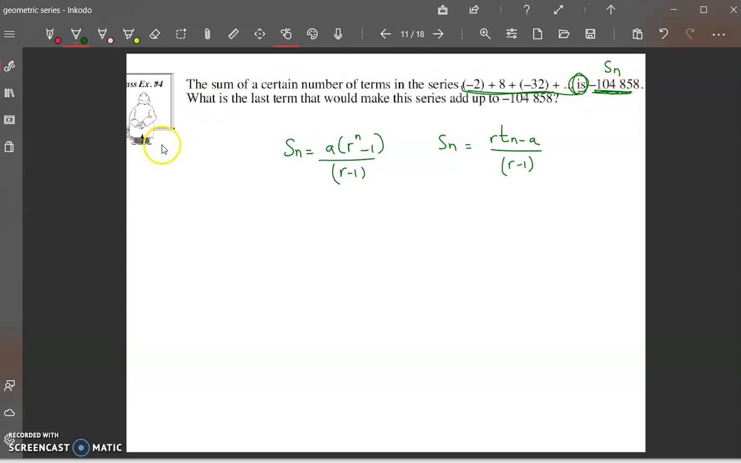So what do we have here? We have our a is -2. We can find our r is -4. And we know that the sum of all the terms is that number. Okay? So like I said, be very careful, this is tricky. Especially for those students who read really fast. They can get tricked by this question. What is the question actually asking? It's saying, what is the last term that would make this series add up to this number? So they're actually looking for the last term.